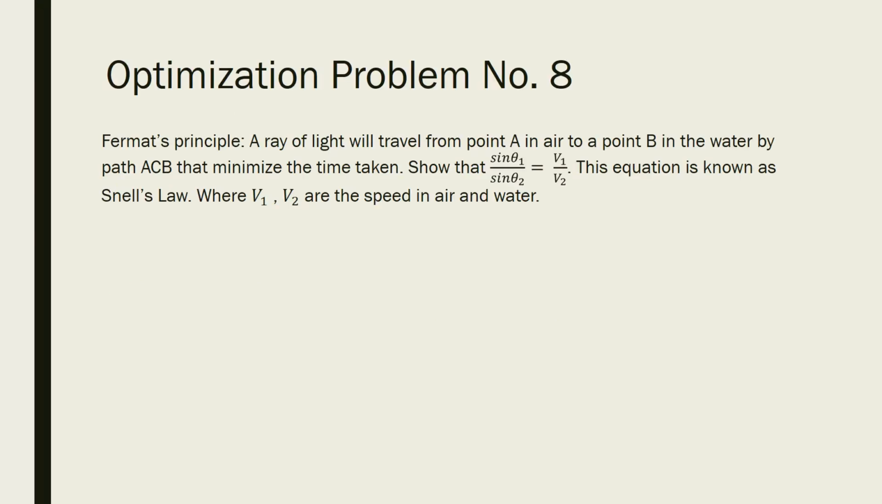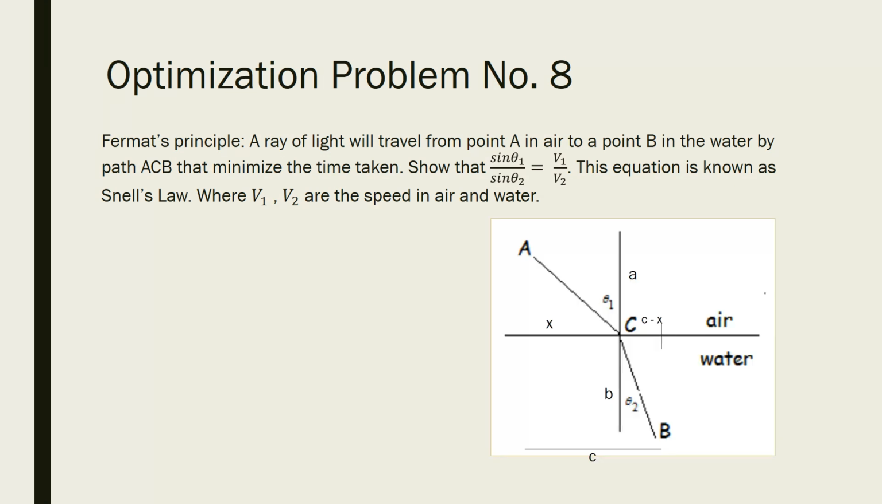Now let's take a look at the optimization problem number 8. The problem is Fermat's principle. A ray of light will travel from point A in air to a point B in the water by path ACB that minimizes the time taken. Show that sin ζ1 over sin ζ2 equals v1 over v2. This equation is known as Snell's law, where v1 and v2 are the speeds in air and water.